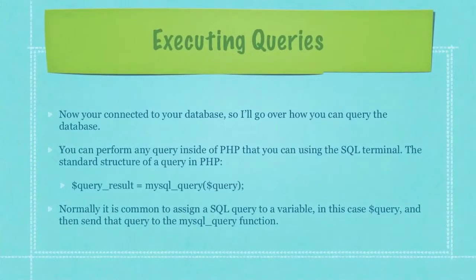Now you're connected to your database, so I'll go over how you query the database. You can perform any query inside of PHP that you can using the SQL terminal. The standard structure of a query in PHP would be whatever you want the variable name for your query result to be, followed by equals, and then mysql_query, and then whatever your query would be. Normally, it is common to assign an SQL query to a variable, in this case, the variable name query, and then send that query to the mysql_query function.